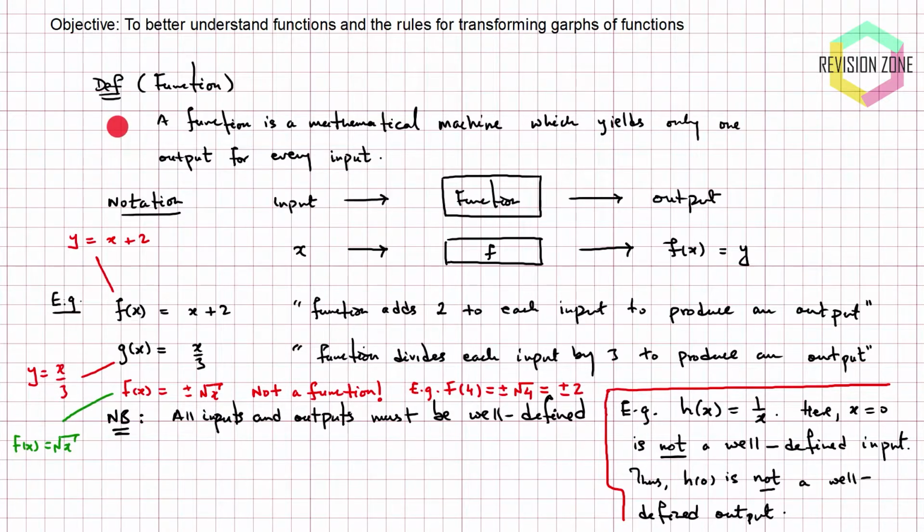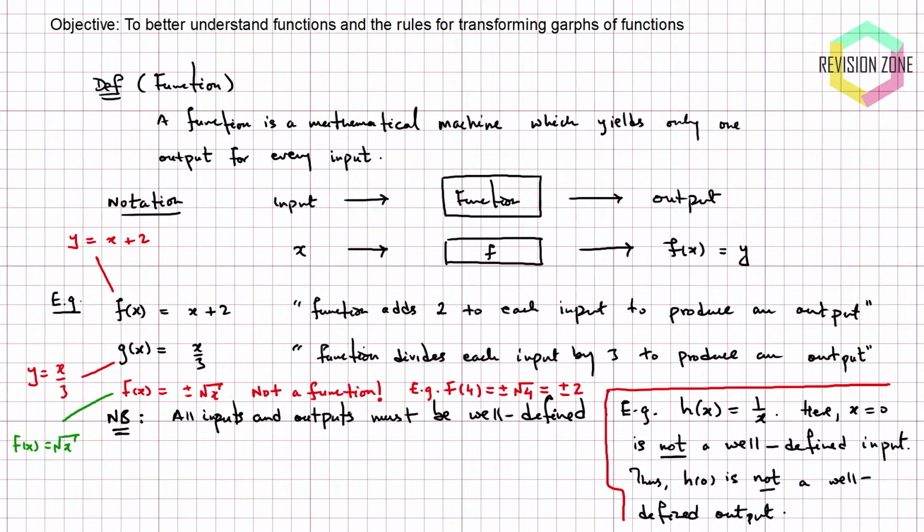So we begin with the definition of a function. A function is basically a mathematical machine which yields only one output for every input. So it's a machine, so it takes something in and it gives something out. And the important thing about it is if you feed it something, it's only going to throw out one thing. It's not going to throw out multiple outputs, okay? This might seem like a minuscule detail or something that's not that relevant. Actually, it happens to be a very profound aspect of the definition of a function.